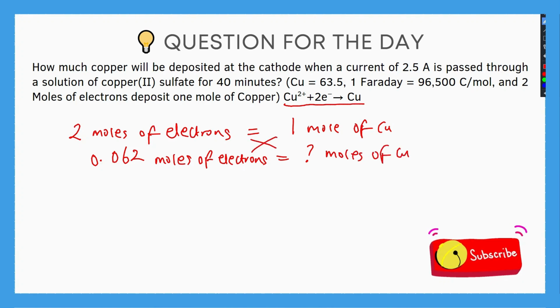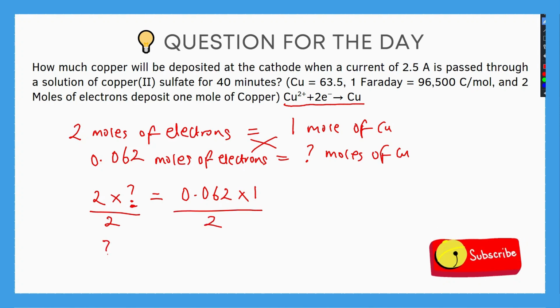At this point as well, we can cross multiply. When we do, it becomes 2 multiplied by the question mark is equal to 0.062 multiplied by 1. Therefore, to find this question mark, we divide both sides by 2. The question mark is now equal to 0.062 divided by 2. That gives us 0.031 moles of copper, or Cu.